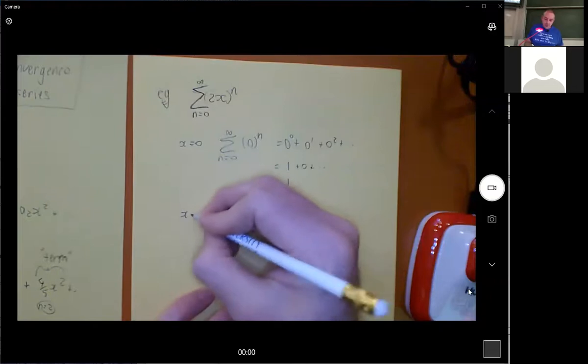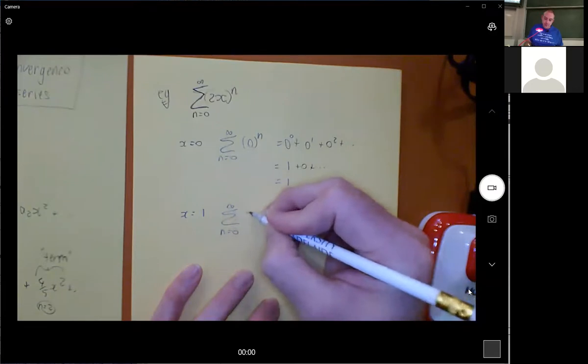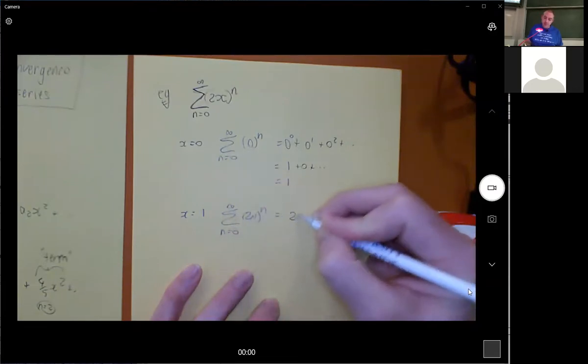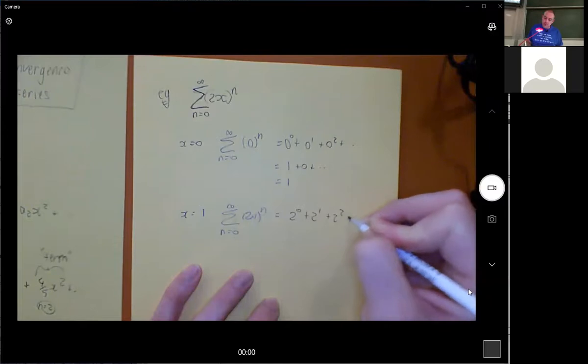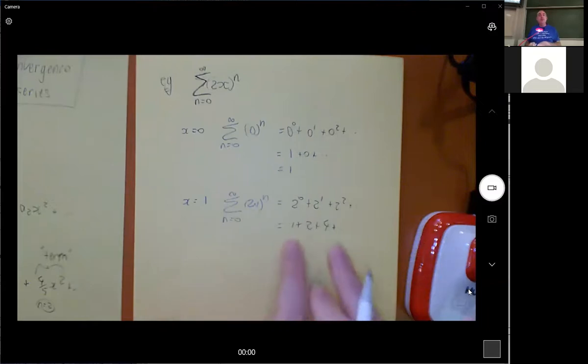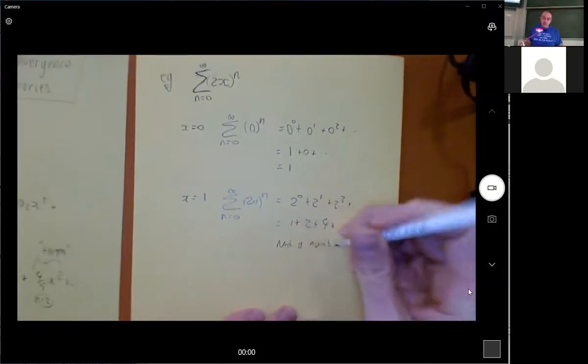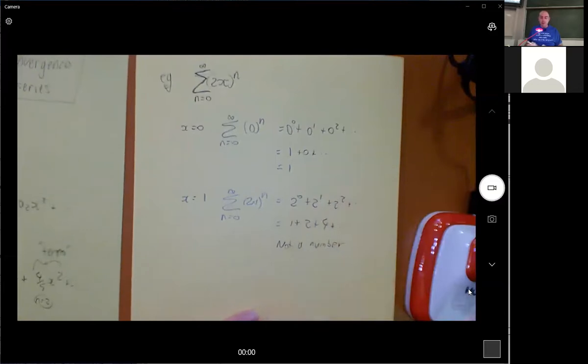And when x is equal to 1, I get this: 2 times 1 to the power of n, which is 2 to the 0 plus 2 to the 1 plus 2 squared plus, which is 1 plus 2 plus 4 plus forever. And this isn't a number. If I keep adding on bigger and bigger and bigger numbers, I'll just keep getting as a total bigger and bigger and bigger answers. And so this is not a number. If you want, you could call it infinity.